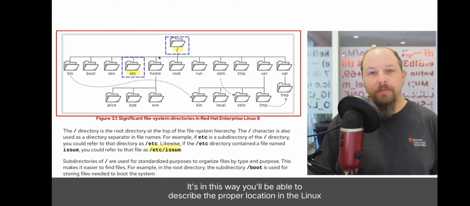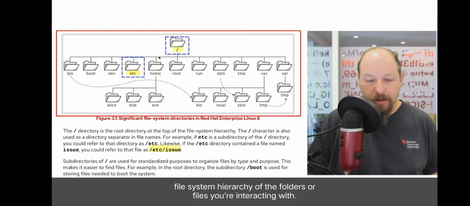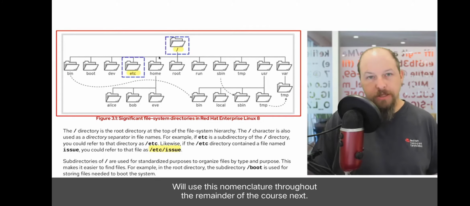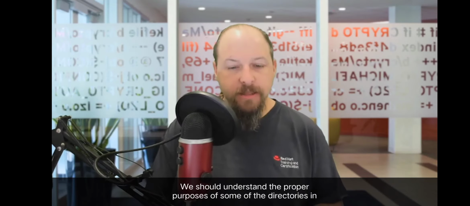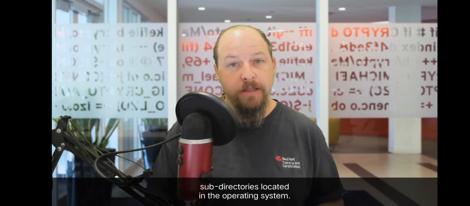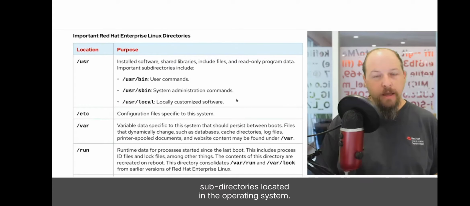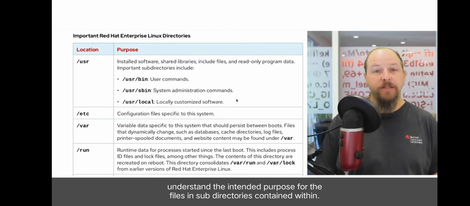It's in this way you'll be able to describe the proper location in the Linux file system hierarchy of the folders or files you're interacting with. We'll use this nomenclature throughout the remainder of the course. Next, we should understand the proper purposes of some of the directories and subdirectories located in the operating system. Expanding further on the diagram, let's look at each of these subfolders to understand the intended purpose for the files and subdirectories contained within.